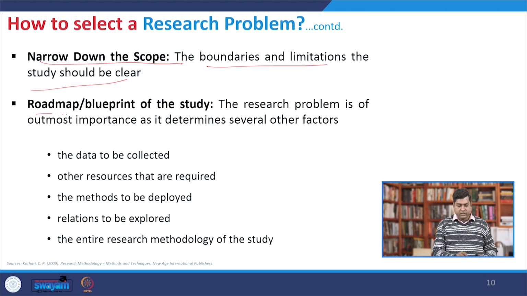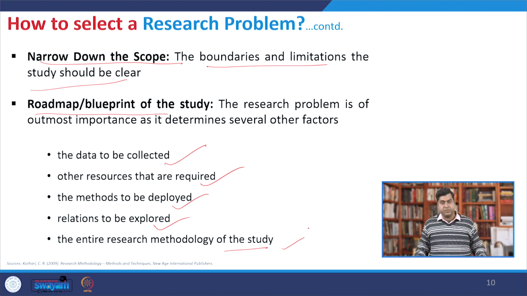Then after that you create the road map: what other things we need to do, what data to be collected, what different resources are required, what method you can think of. That can also come from the literature review. We will discuss in detail the literature review portion, and its purpose, in our upcoming lectures. Then the relationship that we assume can also be captured, and then the entire research methodology of the study.